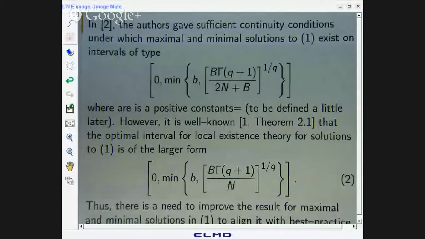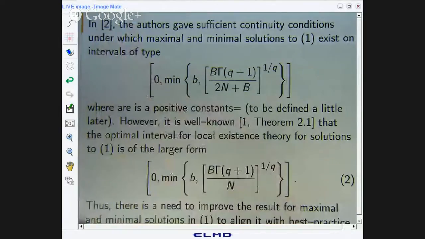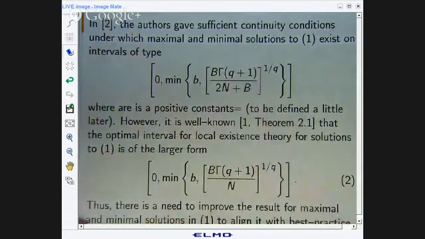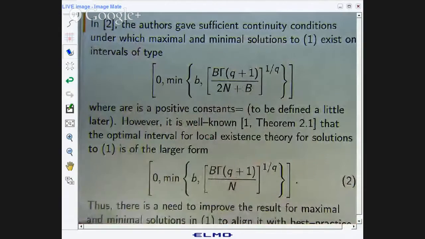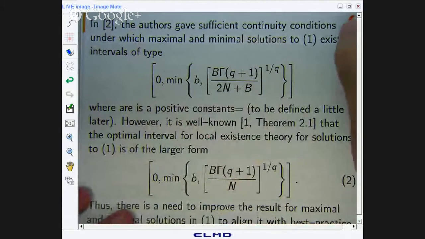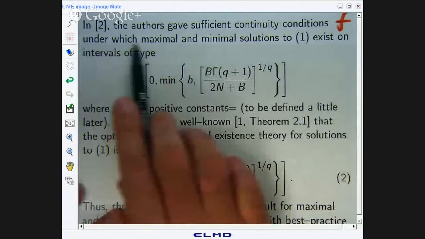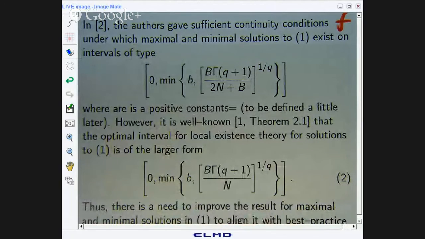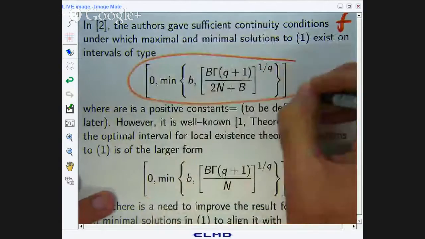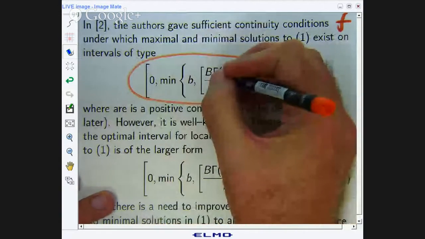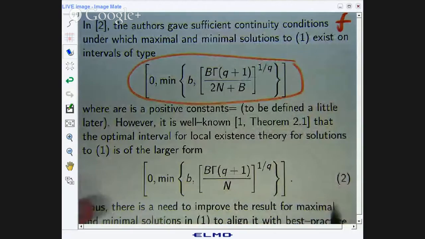Now, in reference number 2, and I'll show you this at the end, the authors gave sufficient continuity conditions involving f under which so-called maximal and minimal solutions to problem 1 would exist. Now, they had this kind of interval. Now, B is from the rectangle. Here, gamma is the famous gamma function.